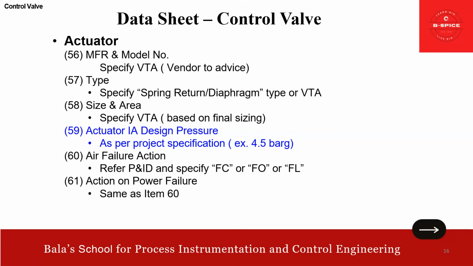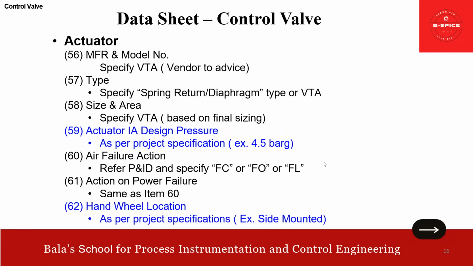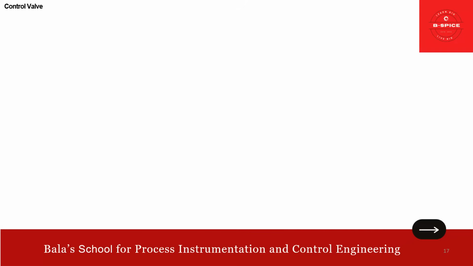Okay. Then one more thing here, hand wheel location. See, in the pipeline you have a bypass, all these there. But in case the valve gets stuck, you need to open it to meet the process demand. So you need to have this hand wheel location. So predominantly we go with the side mounted, or of course you can follow what is specified in the project specifications. Okay, friends.